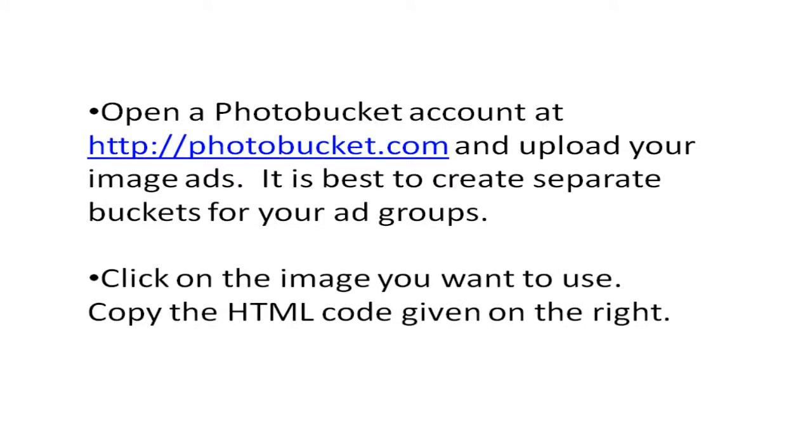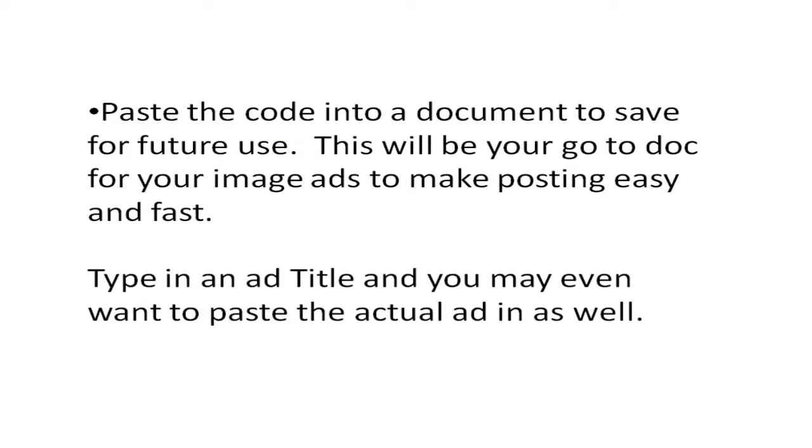Then I want you to open up a PhotoBucket account at photobucket.com and upload your image ads. It's best to create separate buckets or albums for your ad groups. Click on the image you want to use. Copy the HTML code given on the right. Paste the code into a document to save it for future use. This will be your go-to doc for your image ads to make posting easy and fast. Type in an ad title, and you may even want to paste the actual ad in as well, so that you'll actually know what that HTML code is for.